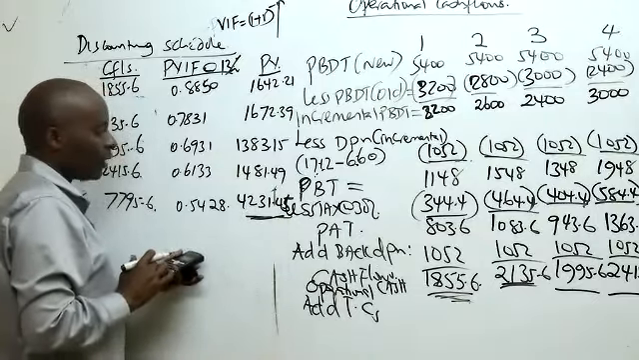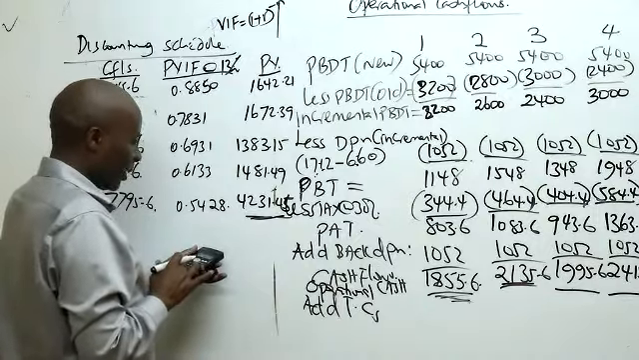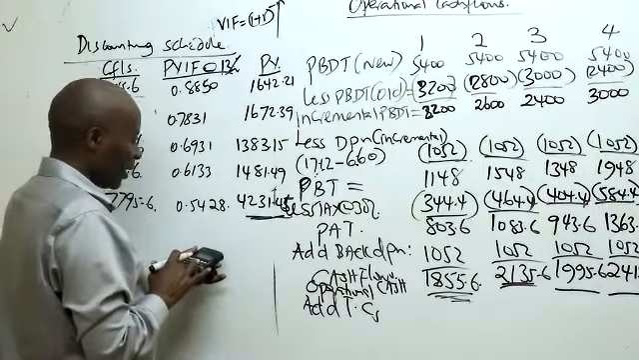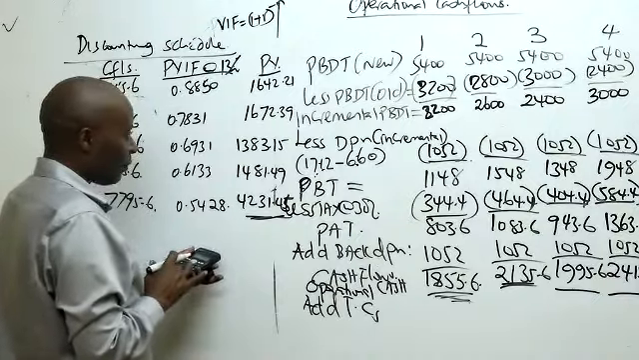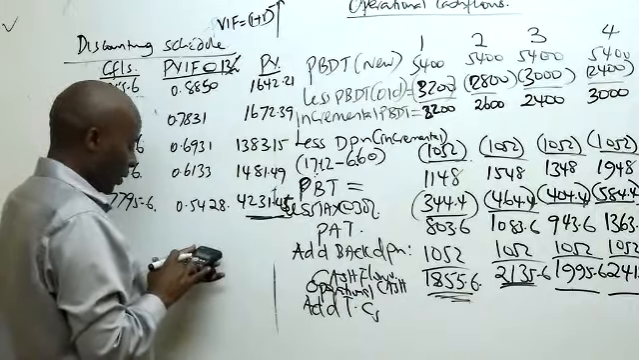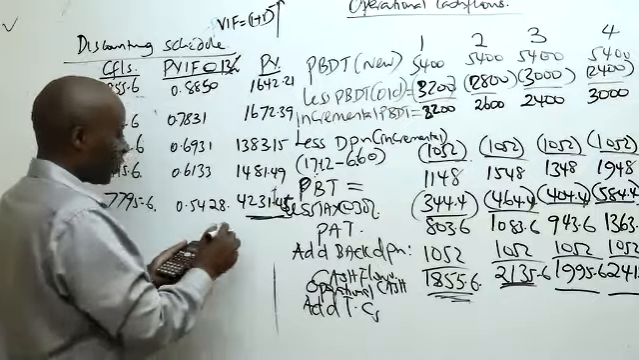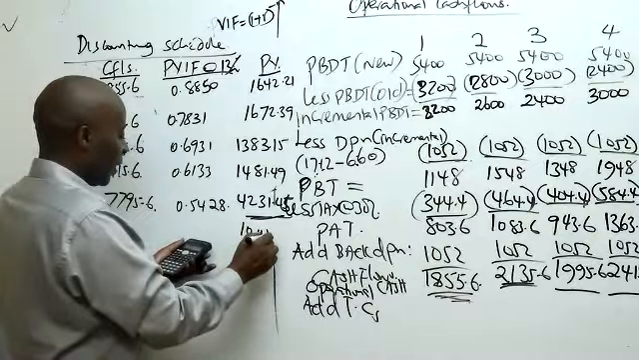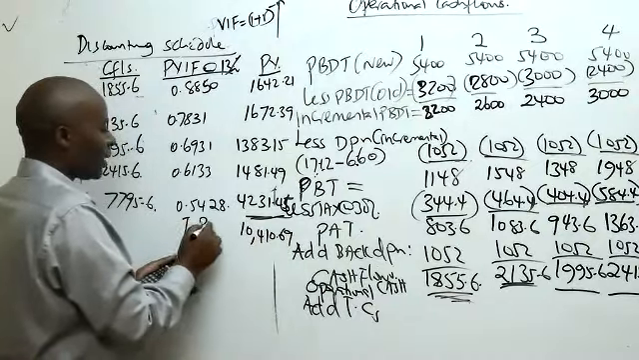So we have 4231.45 plus 1481.49 plus 1383.15 plus 1672.39 plus 1642.21, giving us 10,410.69. This is our total present value.